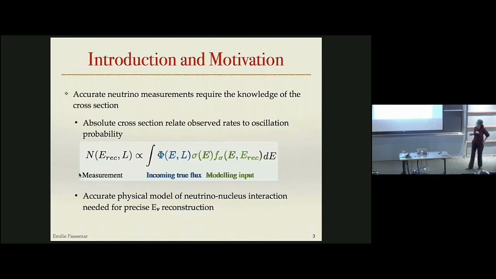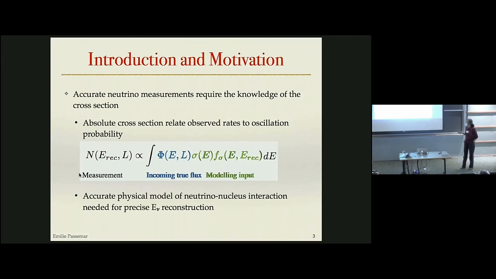Okay, so accurate neutrino measurement requires the knowledge of the cross-section. So you can write the measurement as a function of the incoming flux times some modeling inputs that rely on the cross-section times some detector parameters. So we really need to have an absolute cross-section to relate observed rate to oscillation probability.